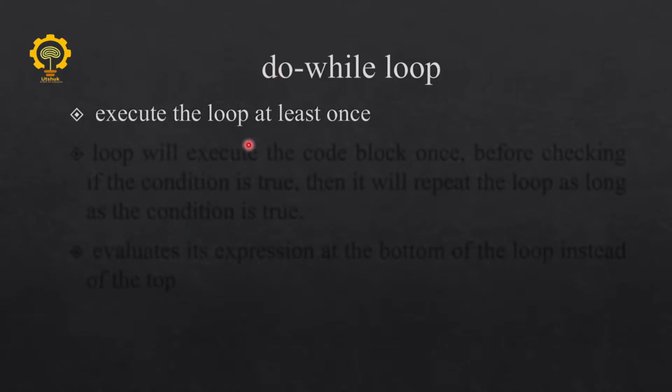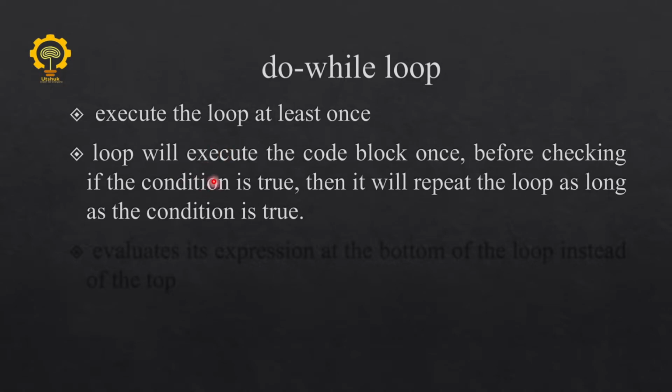Do while loop. Do while loop is similar to the while loop, but it executes the loop at least once. So in this do while loop, it will execute the block of code once before checking if the condition is true. Then it will repeat the loop as long as the condition is true. In the while loop concept, we check the condition at first, then only execute the body of the loop. But in this do while loop, we execute the statement at least once and then check the condition, and if the condition is satisfied, then it executes the statement repeatedly inside the body of the loop.